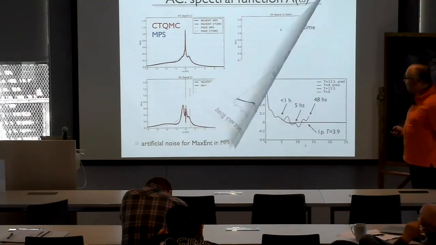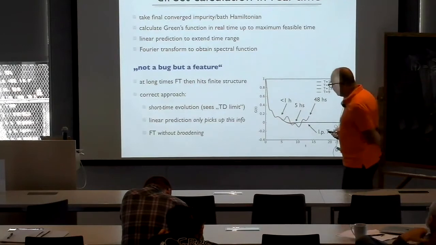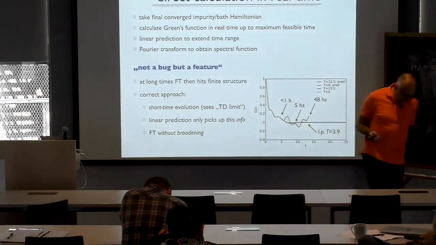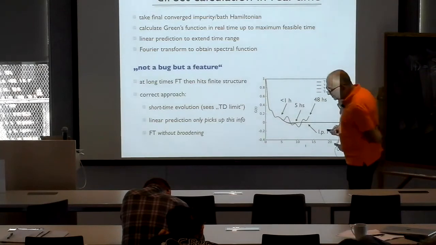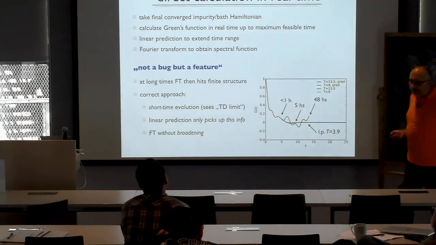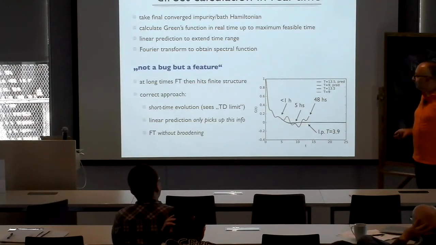What I would like to revisit very briefly is, I have a few more slides, but I will go through them very quickly. We tried to improve on the technique to do a direct calculation in real time, because at the end of the DMFT calculation we have a converged Hamiltonian, and then of course we can calculate a Green's function in real time, do this linear prediction thingy, and then afterwards do a Fourier transform.